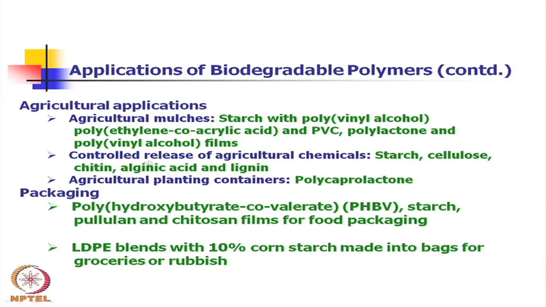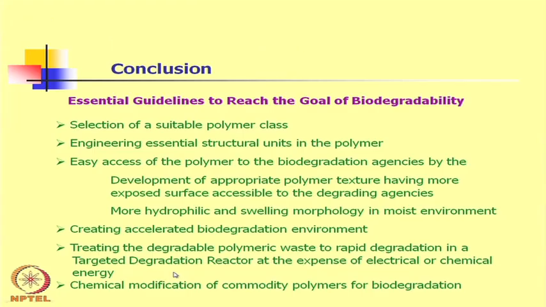And other applications: agricultural mulches, already I have mentioned, controlled release of agricultural chemicals like, say, fertilizers and other pesticides. Those can also be incorporated in polymer for slow release. Agricultural planting containers, say sapling pots etc., have also been developed. Packaging films with polyhydroxybutyrate, covalent, starch, pullulan and chitosan films for food packaging. LDP blends with 10% cornstarch made into bags for groceries or rubbish films.